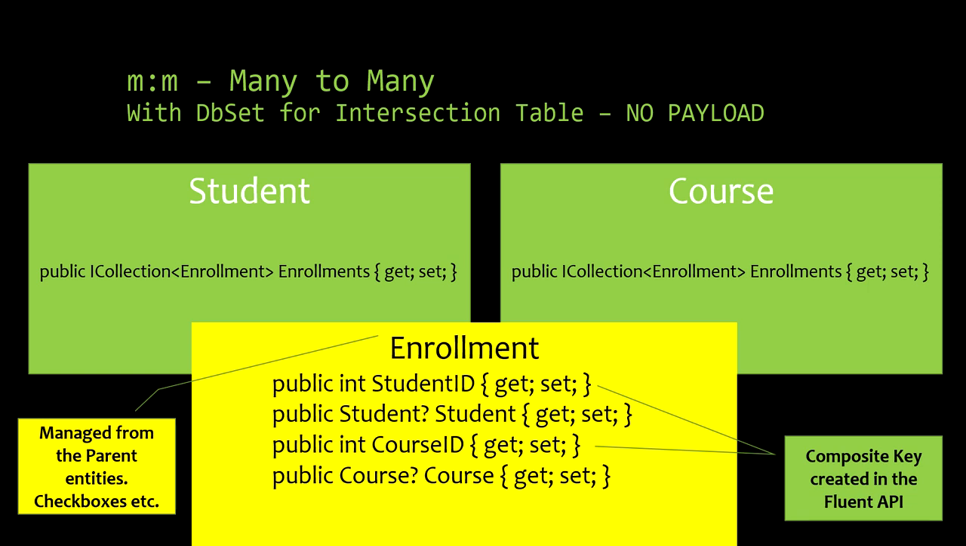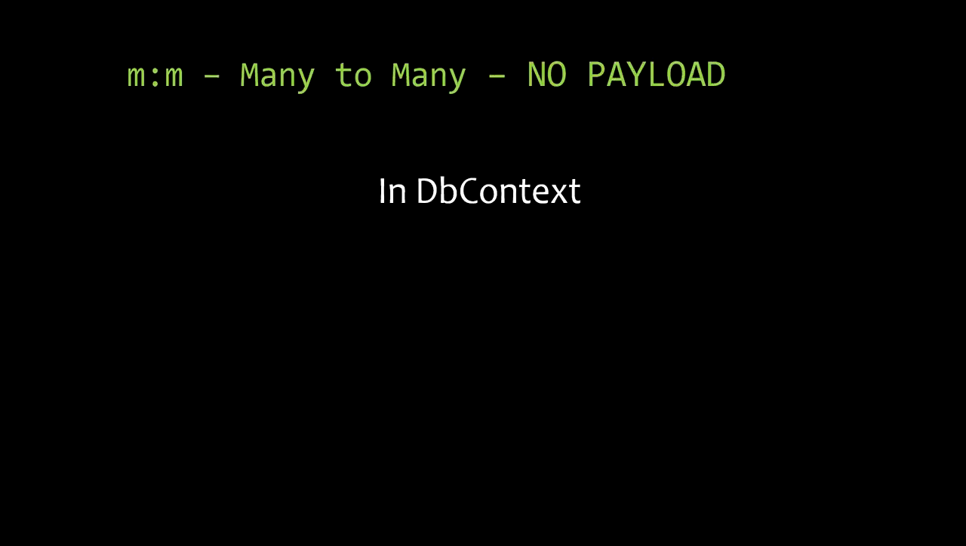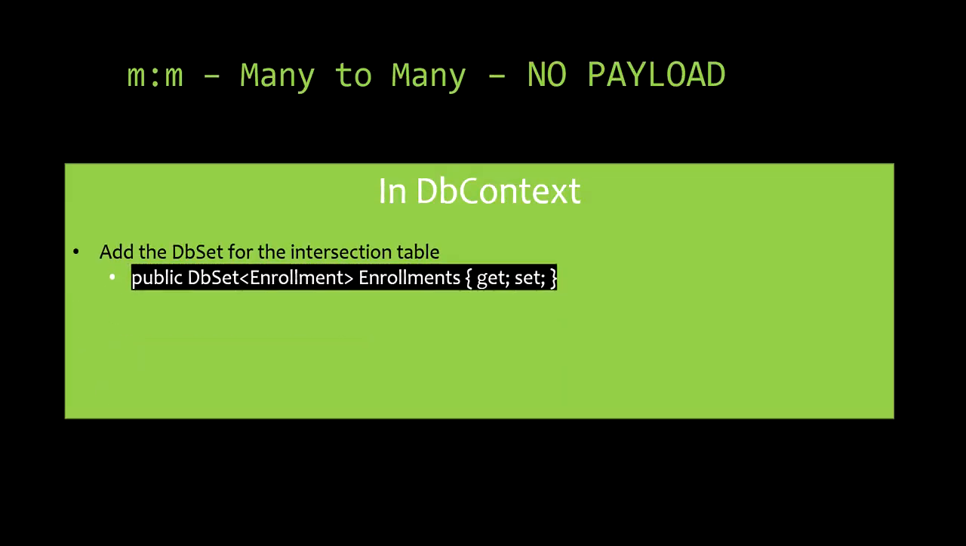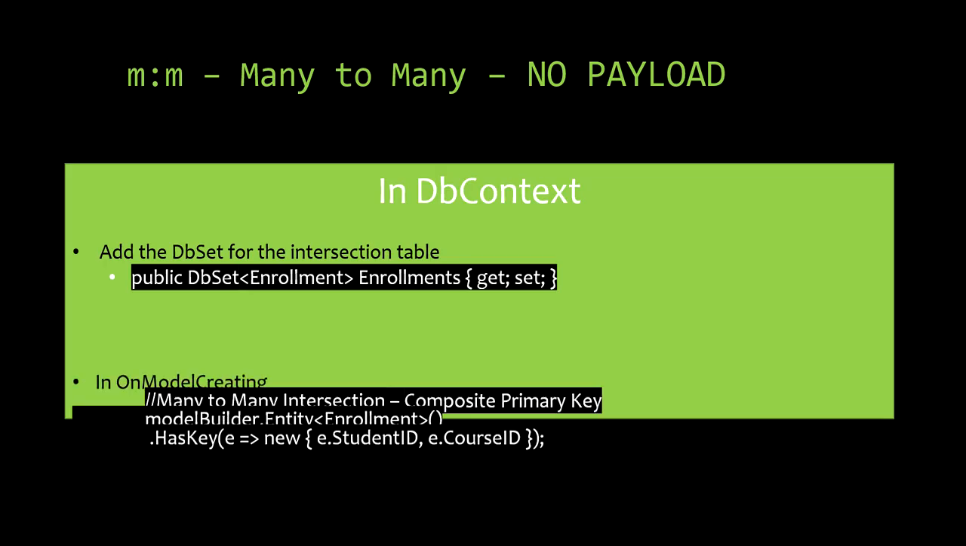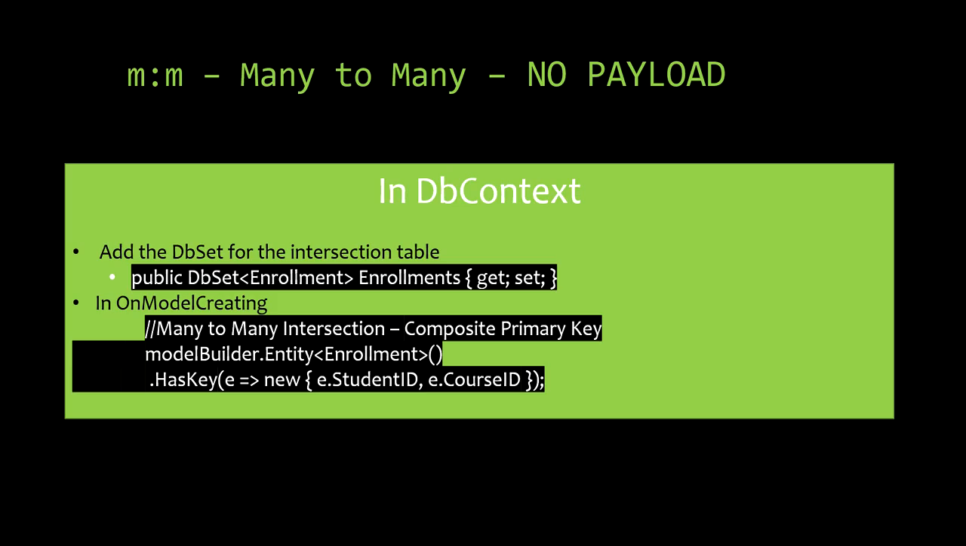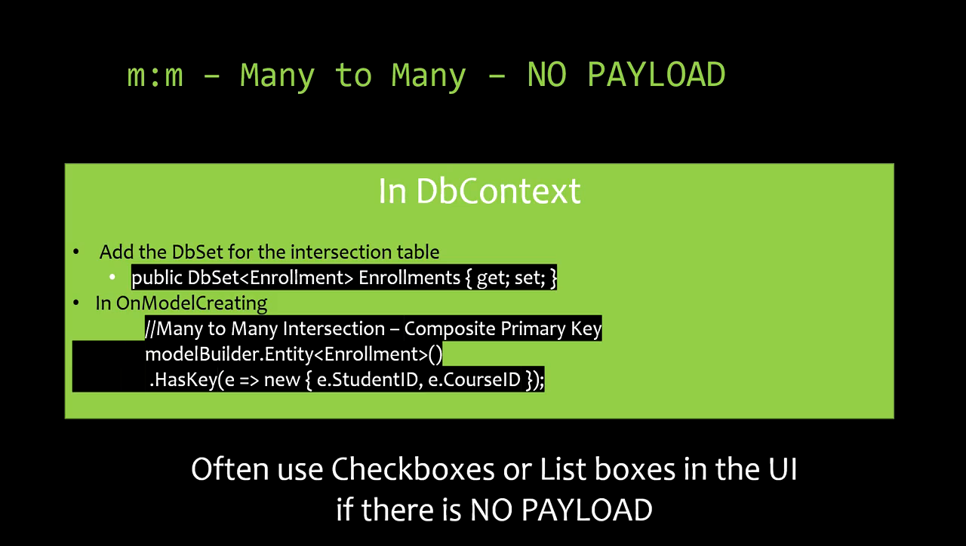So here's where we talked about using checkboxes or things like that to handle that situation. Again, this is the no payload one. So we will need a DbSet for the intersection table, right? And then in OnModelCreating in the Fluent API, we will add the composite primary key, okay? So it'll be .HasKey, with our lambda expression for the new combination of the two foreign keys. And just a reminder then, we often use checkboxes, list boxes or something, because there's no other information to store there, right? So that's all there is to it.